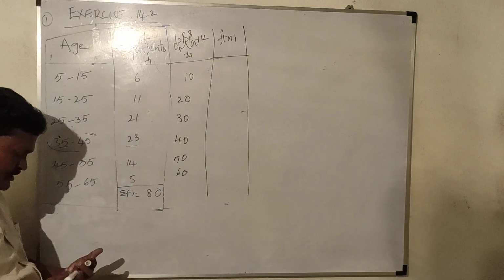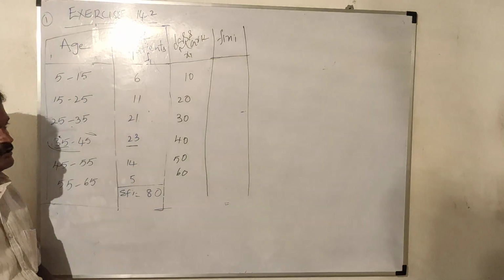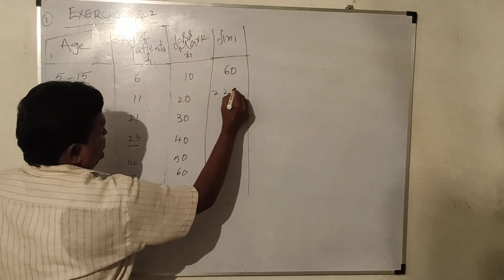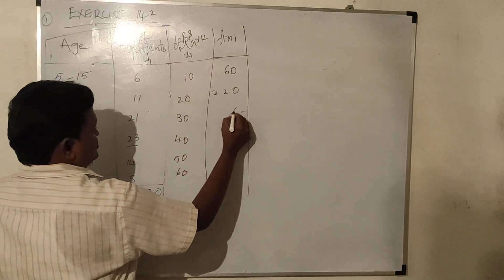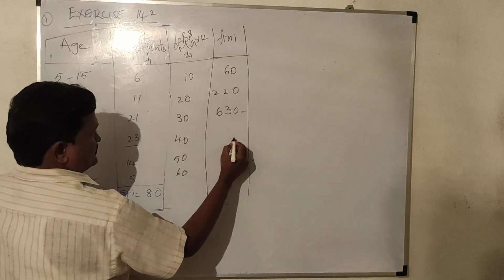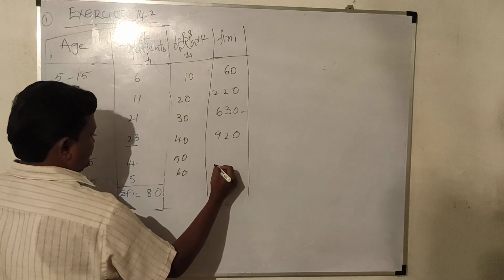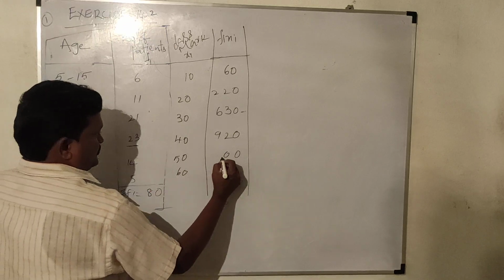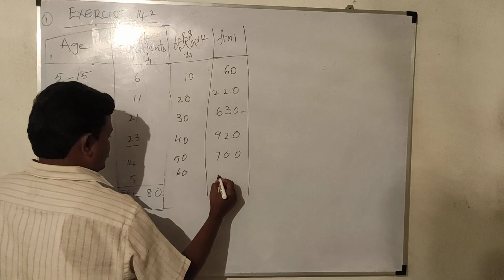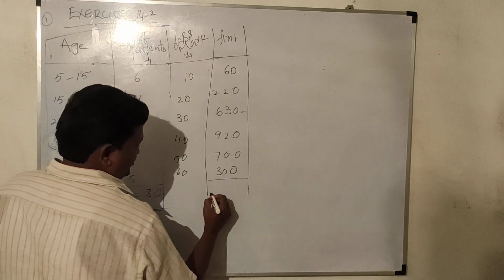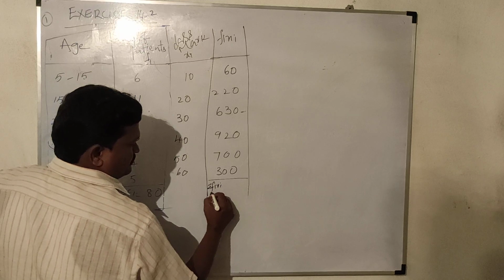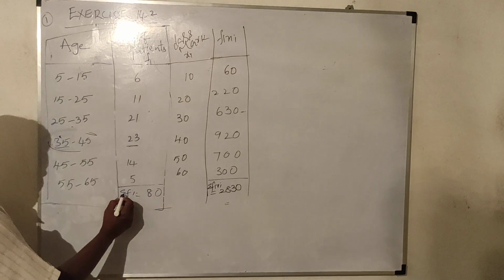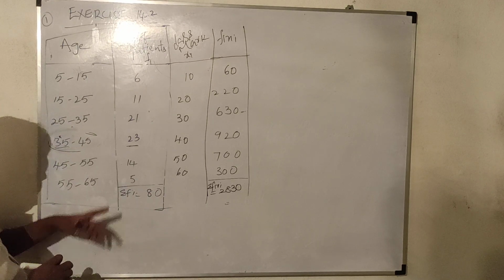Now fi xi, direct method. We will do it in the direct method. 6 tens are 60. 11 to 20. This is 0, 3 ones are 3, 3 twos are 6. This is 0, 4 threes are 12, 4 twos are 8, 9. This is 0, 5 fours are 20, 5 ones are 5, 70. So this is 300. Total, we need this total. Summation fi xi is equal to 2830. We already need summation fi. We added, that is 80.